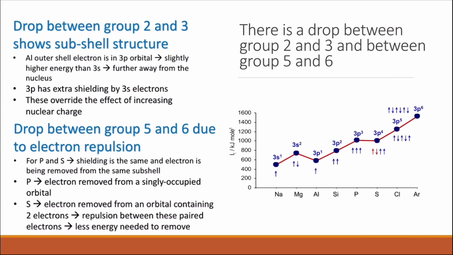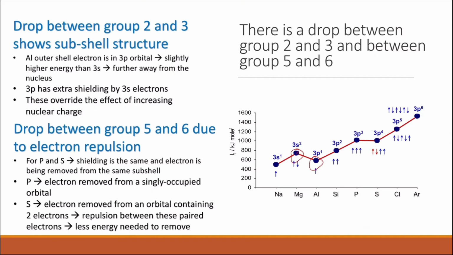However, across the period, we have two exceptions. The two exceptions are the drop that you can see between group 2 and group 3. This drop is because in group 3, you start to remove electrons from the p subshell. So now the p subshell is further away from the nucleus and a little bit more shielded than the s. When we are talking about period 3, we are talking about 3s and 3p. This is why aluminum will have a first ionization energy lower than magnesium.